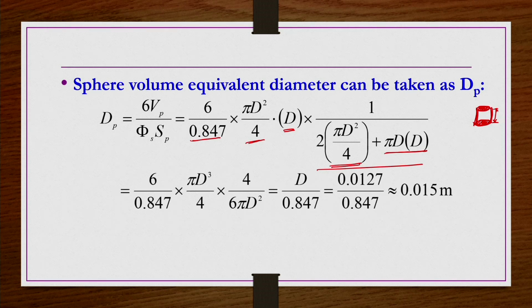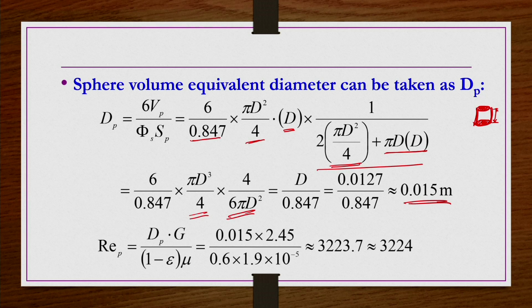Okay. So when we substitute here pi d cube by 4 as the volume of the short cylindrical particle, and then 6 pi d square as the surface area of a small cylindrical particle, and then substitute the d values here, we get 0.015 meters as the sphere volume equivalent diameter, or 15 mm is the dp here.